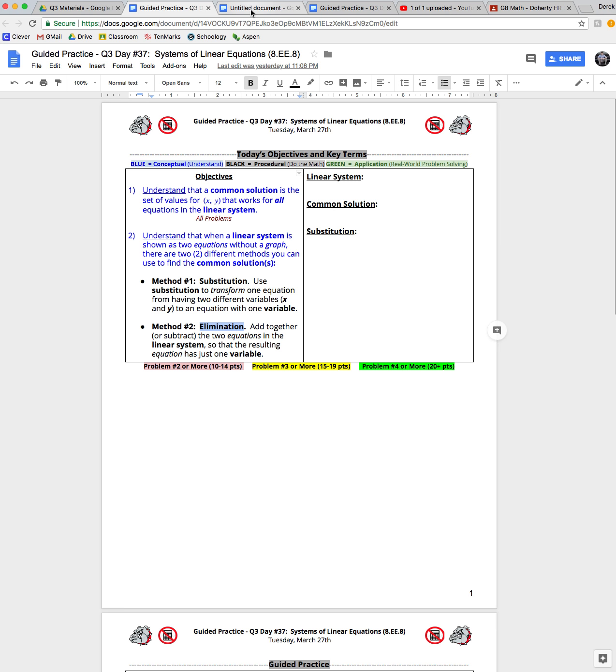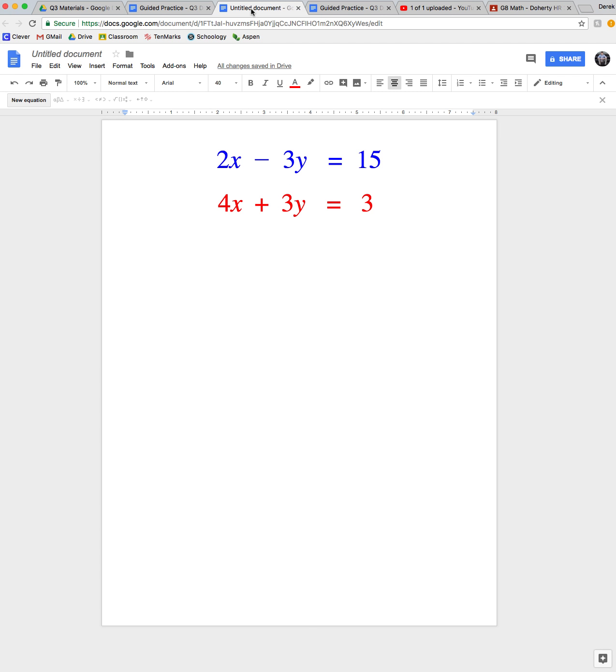We're going to show you an example of a problem where I would prefer to use elimination as my method of choice instead of substitution to get to the common solution. Let's first discuss why this equation, 2x minus 3y equals 15, and this second equation, 4x plus 3y equals 3, are two equations in a linear system that makes more sense to use elimination.